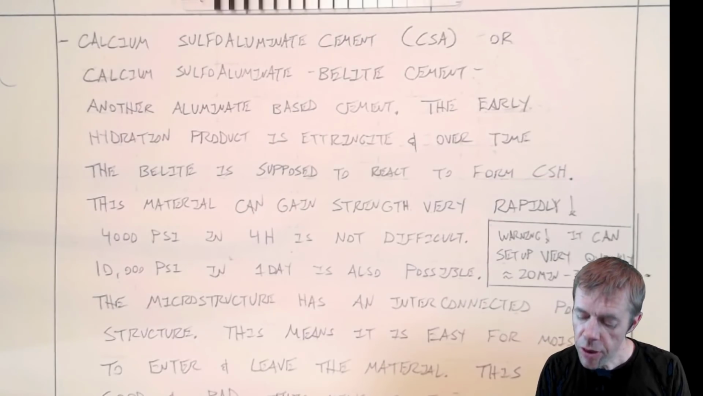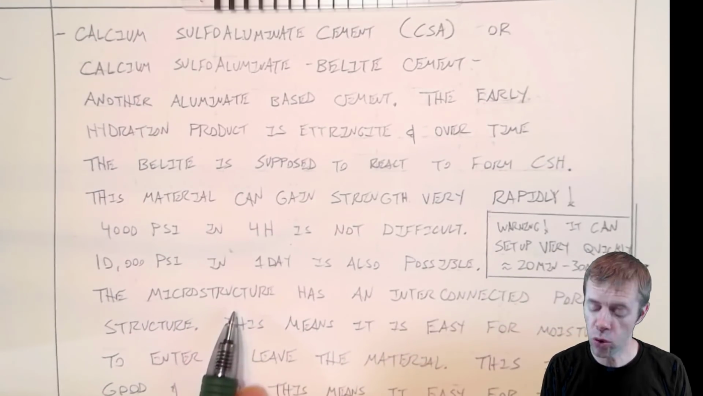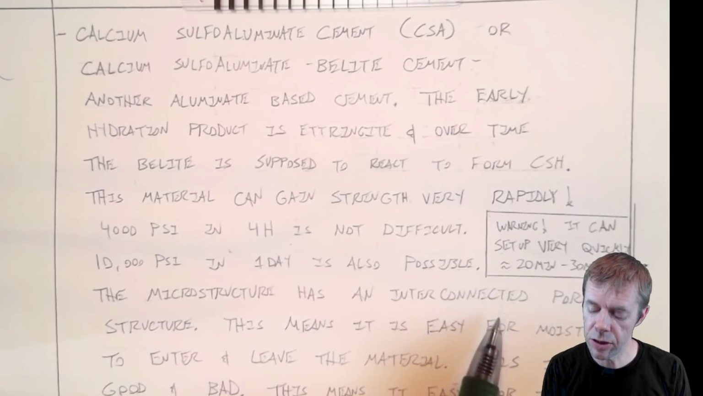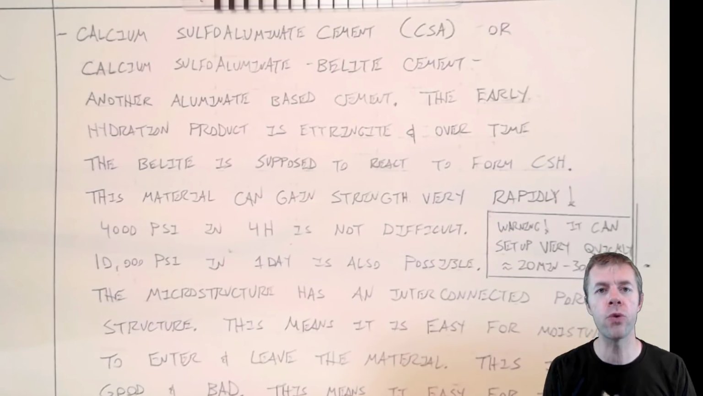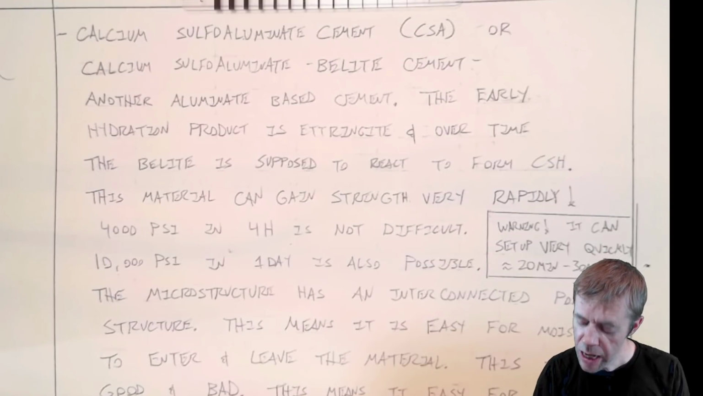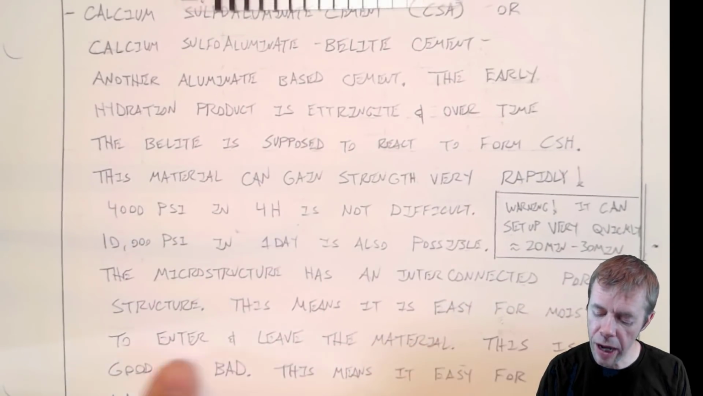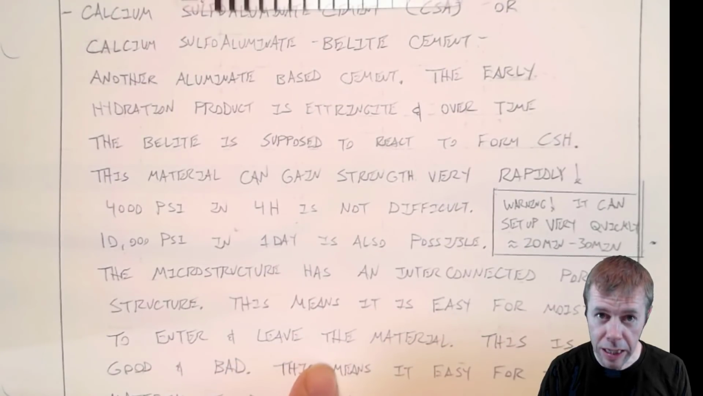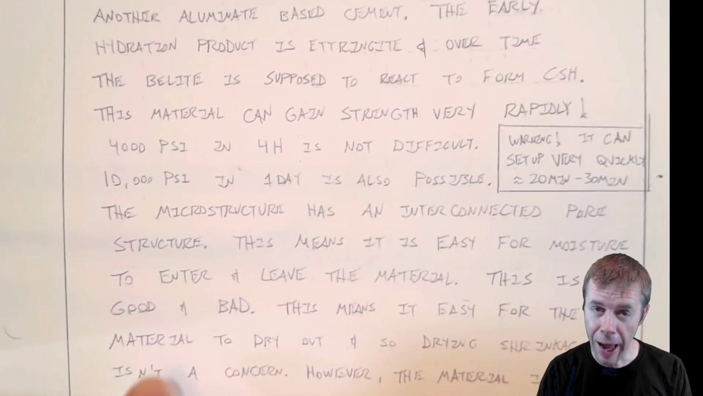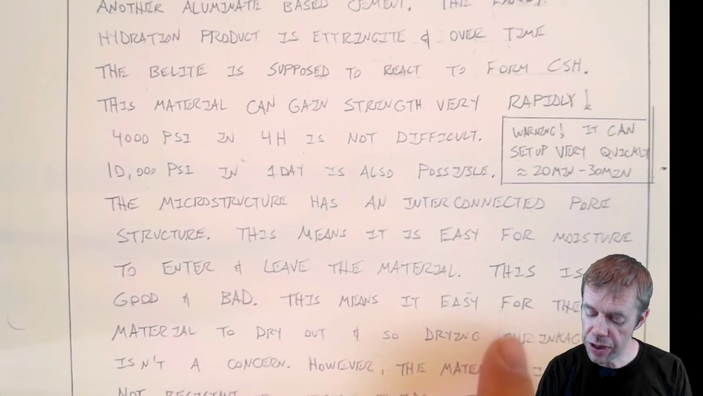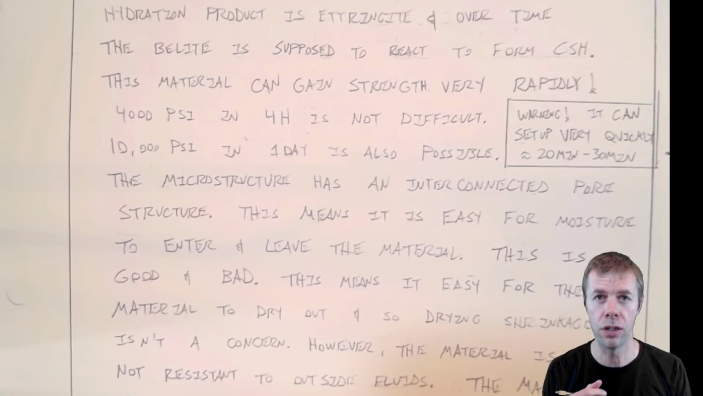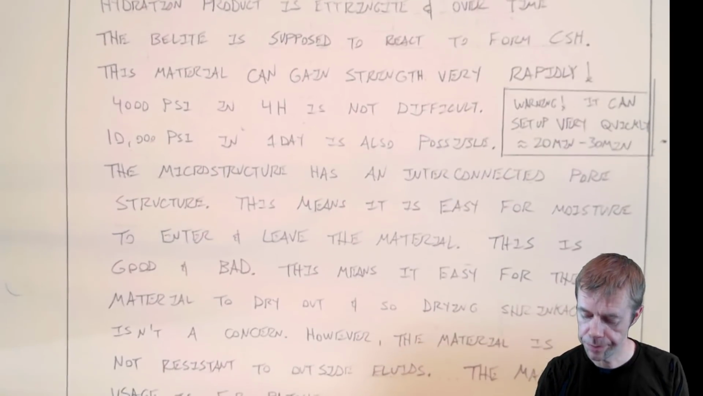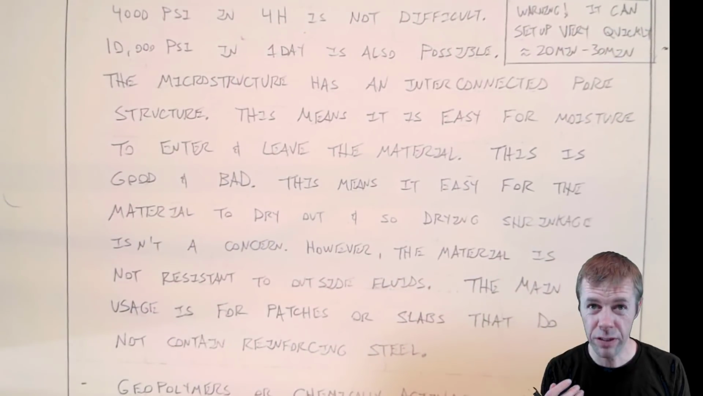The microstructure is pretty strong, but it's interconnected. It means there's pores. There's not a lot of pores, but there are some that go all the way through the entire material. This means it's really easy for moisture to enter and also for it to leave. So this is good and bad. It means it's easy for the material to dry out, and so drying shrinkage isn't a concern. It's not something you have to worry about. It doesn't shrink very much at all.